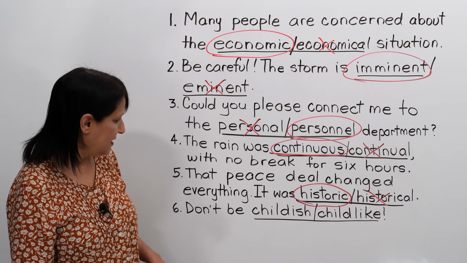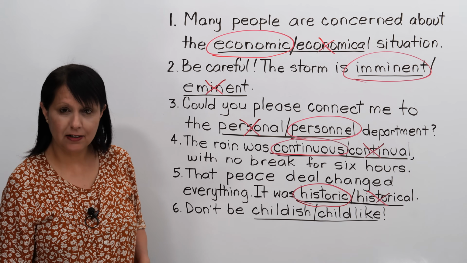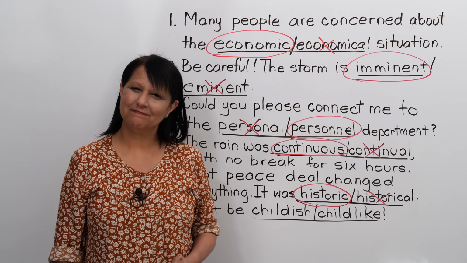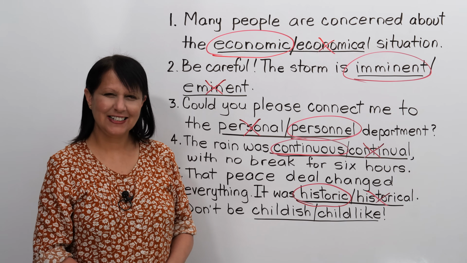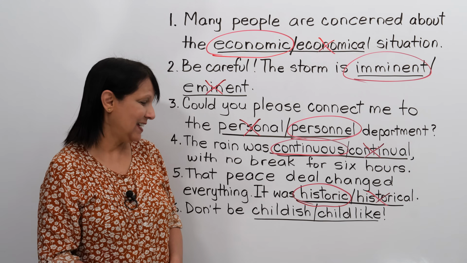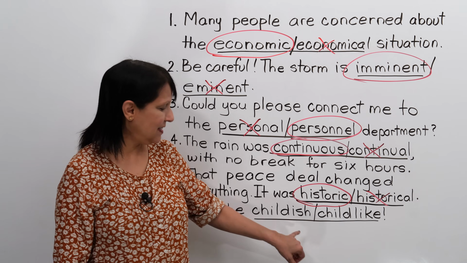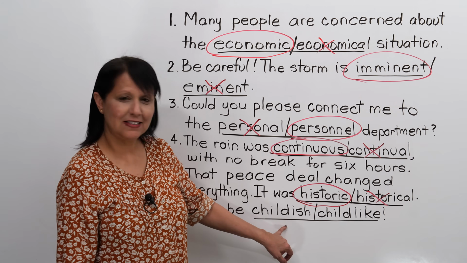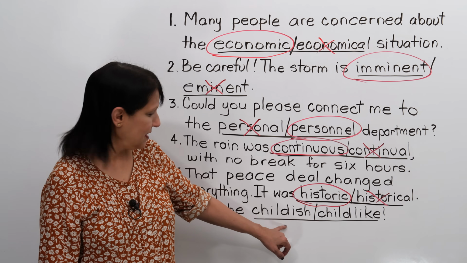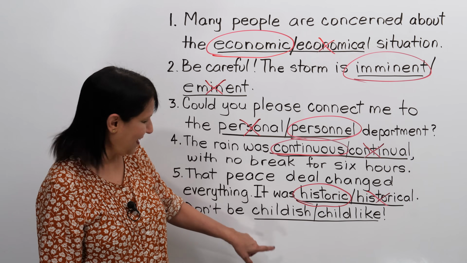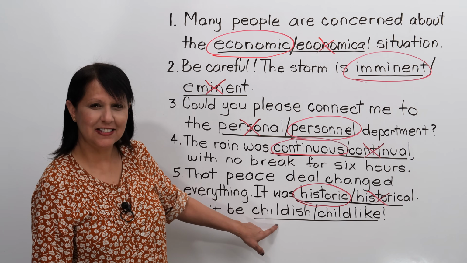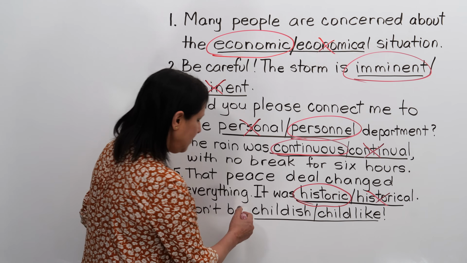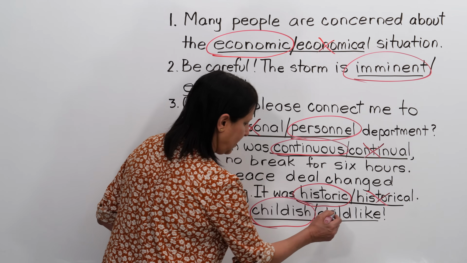Okay? Next, number 6. Someone says, don't be childish or don't be childlike. What's the difference? In this case, it's really important because these are actually opposites, okay? This is something positive. Oh, sorry, the other way around. Don't be childish. This is negative, and this is something positive. So the answer here, don't be childish, okay?